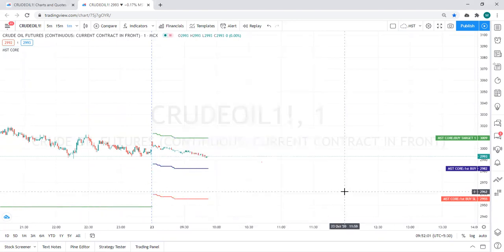Now the first buy will be activated at 2982. The market has come down to 2992. If it comes 10 points below, then our buy will be activated. The SL for the buy entry will be 2955 and the target will be 3009.